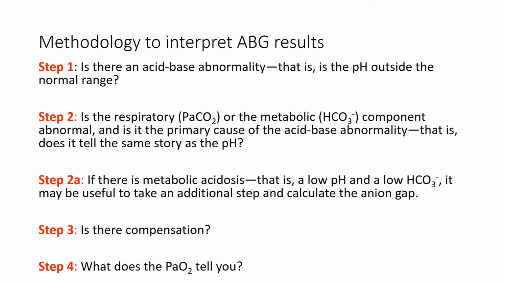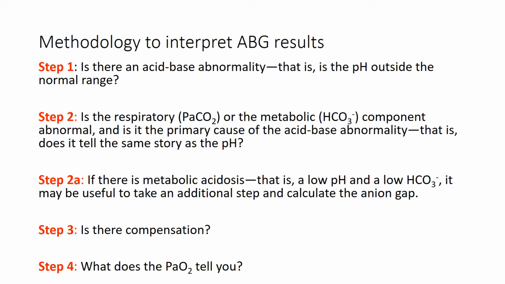I'm now going to give you a stepwise approach to looking at arterial blood gas results. Step 1. Is there actually an acid-base abnormality? That is, is the pH outside the normal range? If it's higher than the normal range, we know it's got an alkalosis. If it's lower than the normal range, then we know the patient has an acidosis. Once we've decided on that, we need to see step 2, which of the two systems fits with the abnormality.